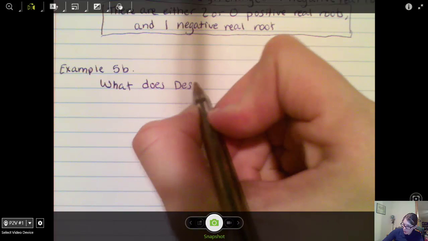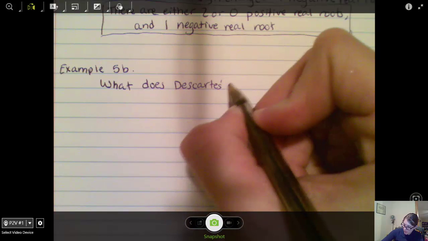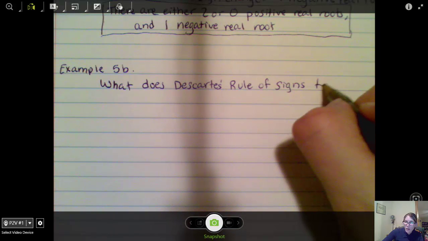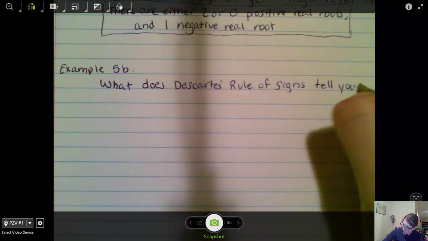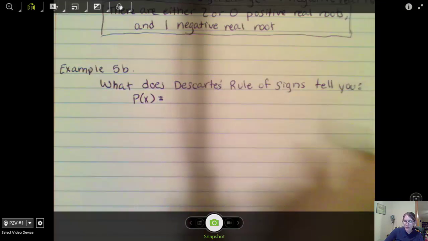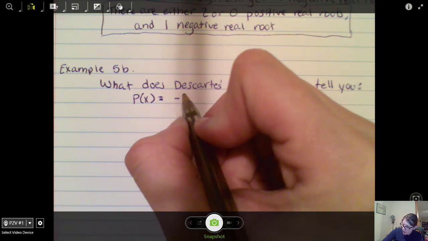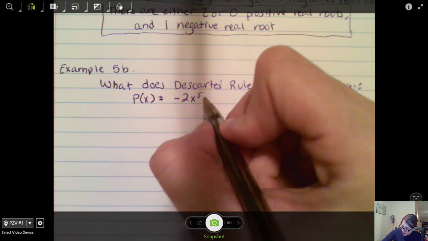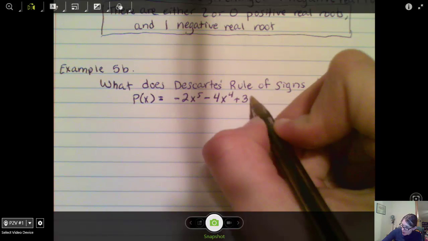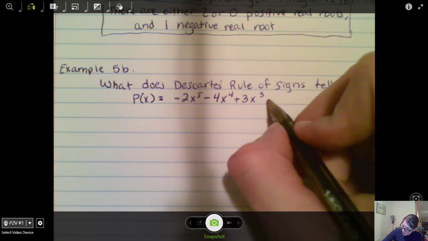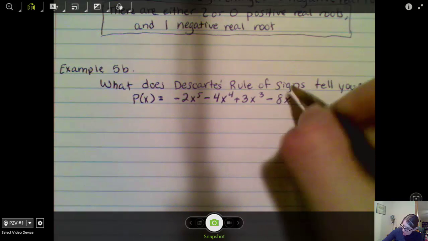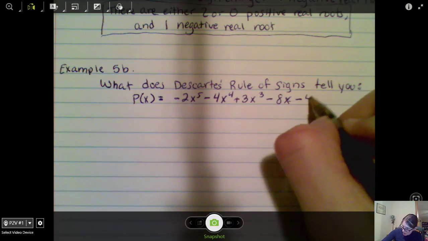What does Descartes' rule of signs tell you about our polynomial function p of x equals negative 2x to the 5th minus 4x to the 4th plus 3x cubed minus 8x minus 4?